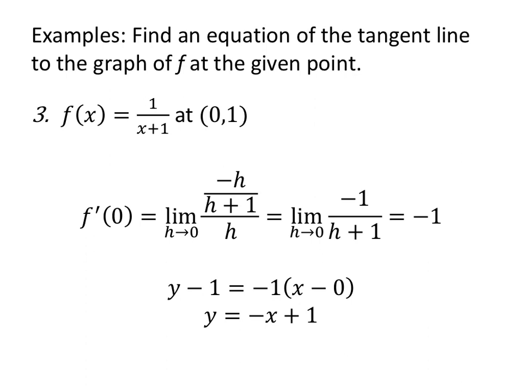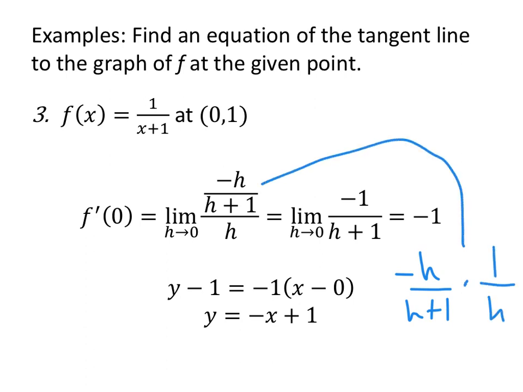So now I find the derivative is the limit as h approaches 0 of negative h over h plus 1, all over h. And when I divide by anything, instead of dividing by h, I can multiply by 1 over h. Right? Dividing by h is the same as multiplying by 1 over h, and that's why my h's cancel. And I end up with negative 1 over h plus 1. The limit as h approaches 0. When h is 0, I'll end up with negative 1 over 1, which is negative 1.